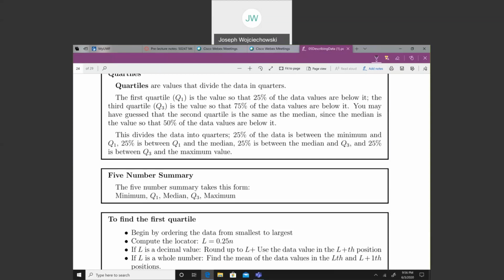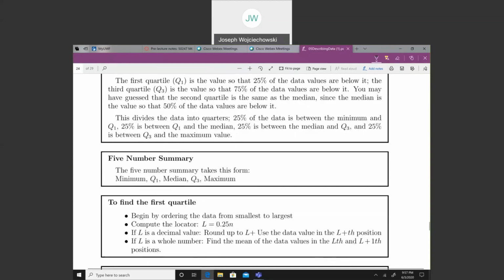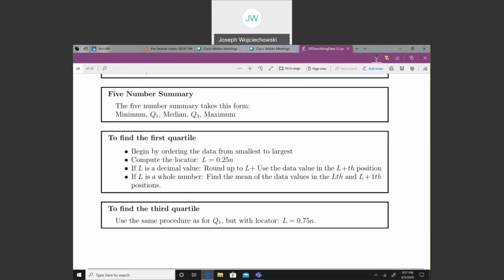This will divide the data into quarters. 25% of the data is between the minimum and Q1, 25% between Q1 and the median, 25% between the median and Q3, and 25% between Q3 and the maximum value. So here's what we have. The 5-number summary takes this form: you have the minimum, Q1, median, Q3, maximum.